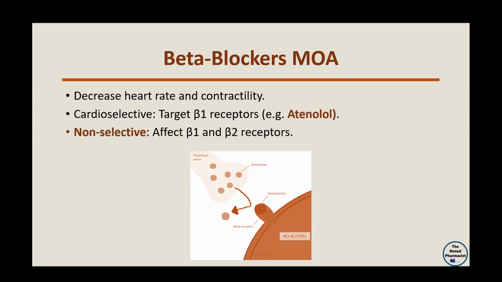Beta blockers reduce sympathetic stimulation by inhibiting beta-adrenergic receptors. Cardioselective beta blockers, like atenolol, selectively block beta-1 receptors, decreasing heart rate and myocardial contractility. Non-selective beta blockers, like propranolol, block both beta-1 and beta-2 receptors, potentially causing bronchoconstriction.